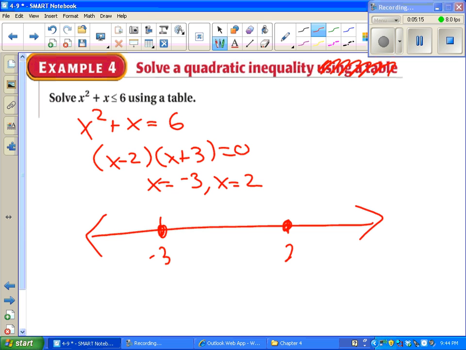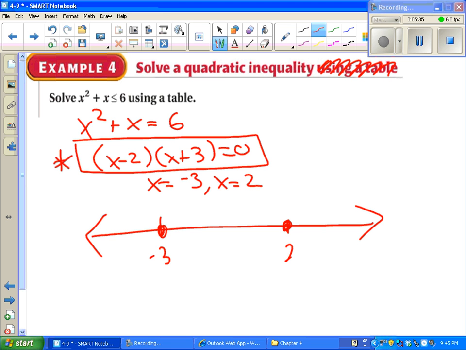Now when we plug in any number that's to the left of -3, either we're going to get a positive answer or a negative answer. So maybe -4. Plug in -4 to this and see if we get a positive or a negative. Plugging in -4, we get -6 times -1.